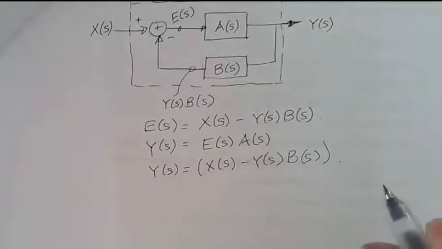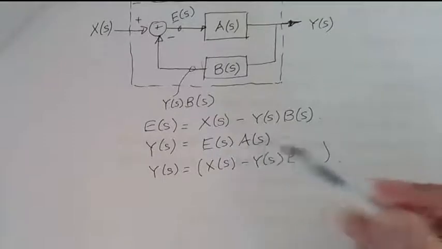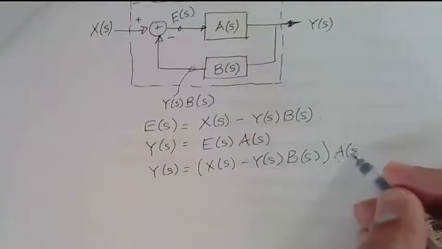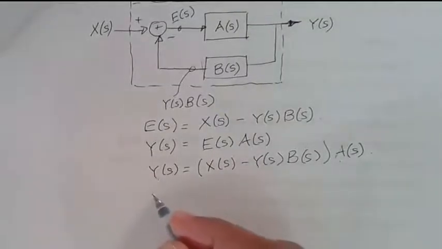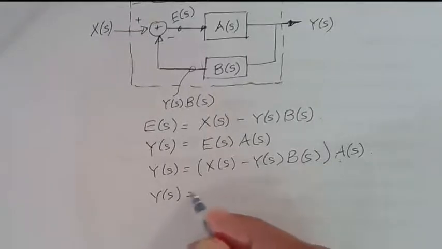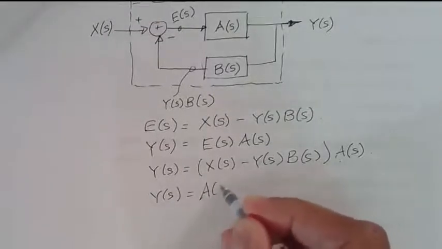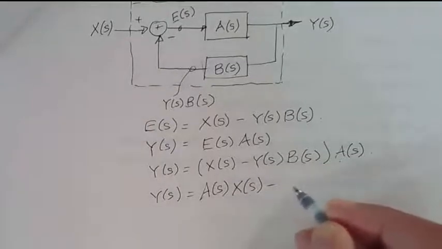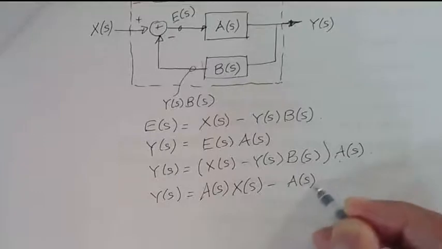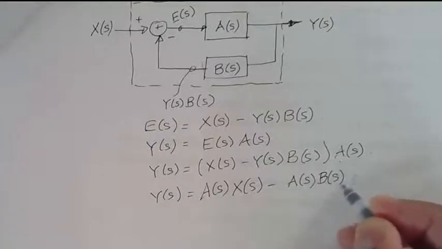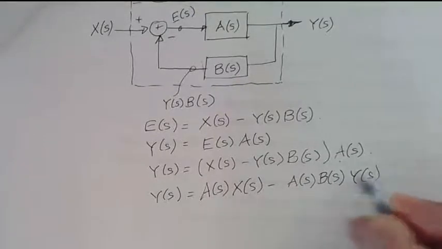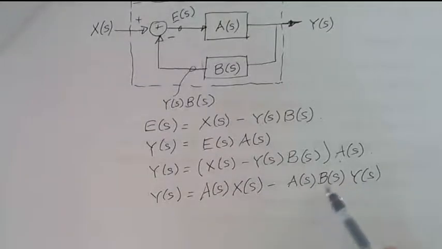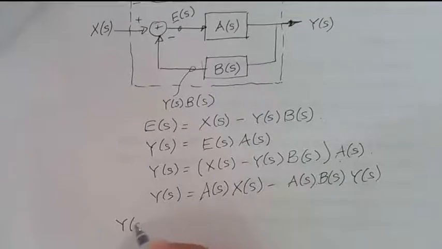And then the whole thing multiplied by A of S. And then this will give us Y of S is equal to A of S, X of S minus A of S times B of S times Y of S. Right, when I multiply through, that's what I get. Now I can take this term over to this side. So on this side I have Y of S, the minus becomes a plus.